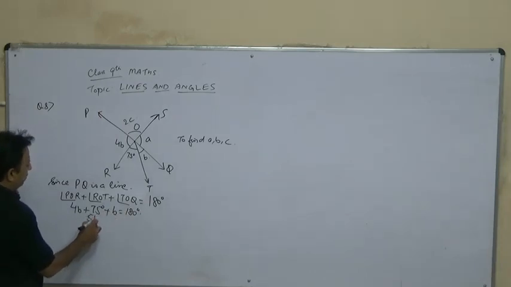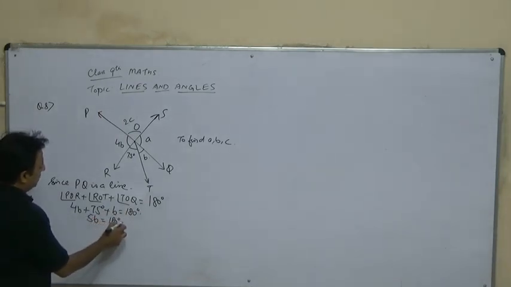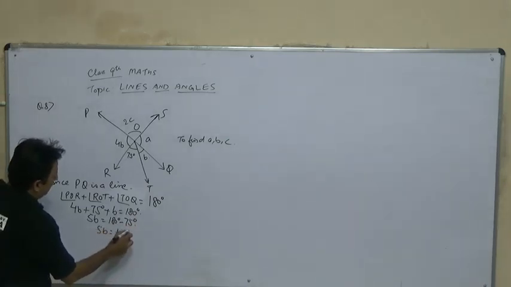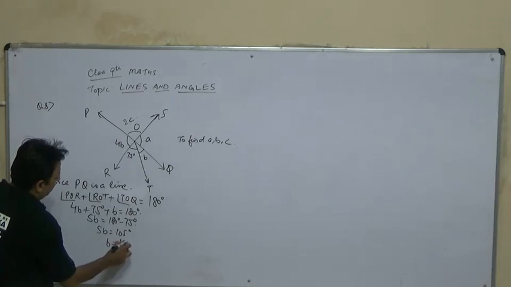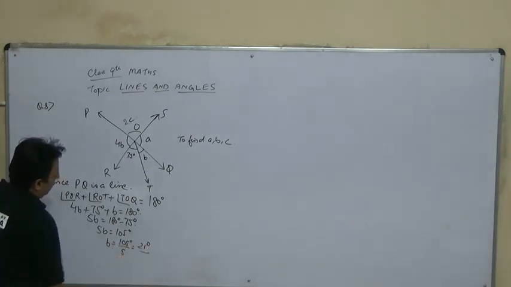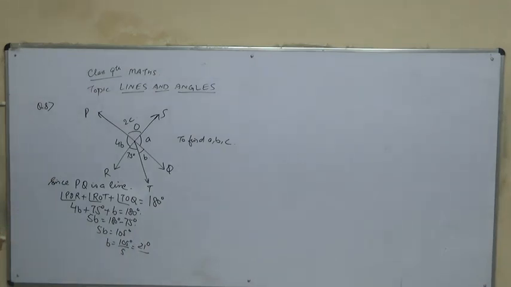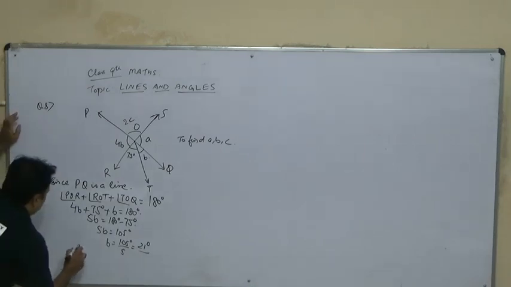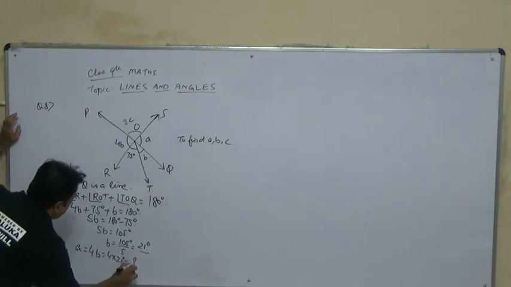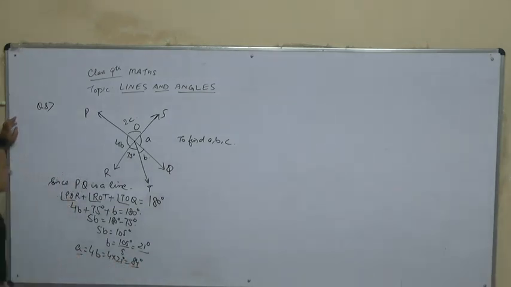So 5B is equal to 180 degrees minus 75 degrees. So 5B is equal to 105 degrees. B is equal to 105 upon 5, which is 21 degrees. So B is 21 degrees. Now we know that A is equal to 4B, which is 4 into 21, which is 84 degrees. So the value of A is 84 degrees.